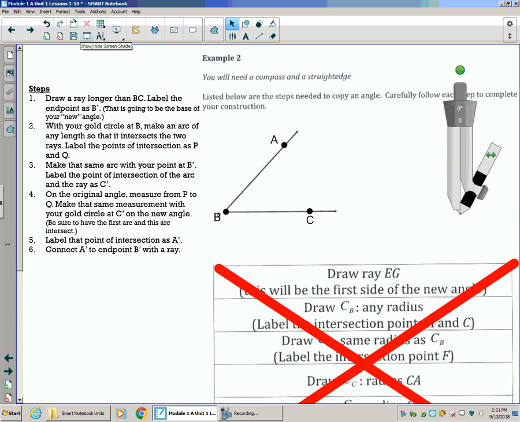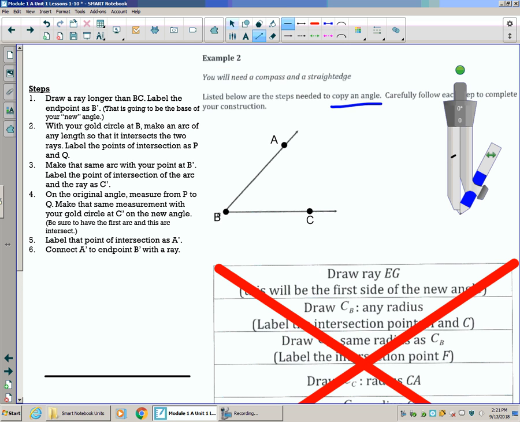So this second construction here is called copying an angle. And again, anytime we want to make a copy of something in geometry, we need somewhere for that angle to land. So I'm going to make what I call a reference line here, just a straight line a little bit bigger than the bottom of the original angle I'm going to copy.